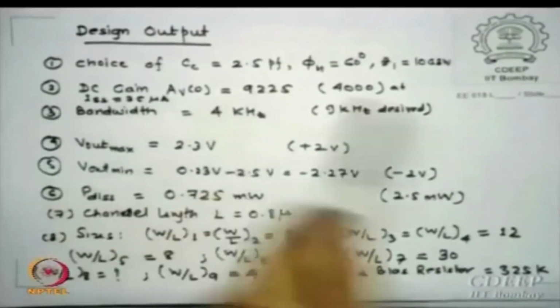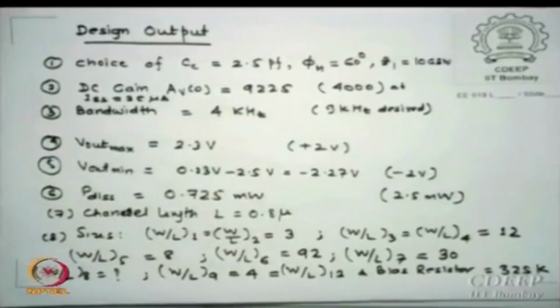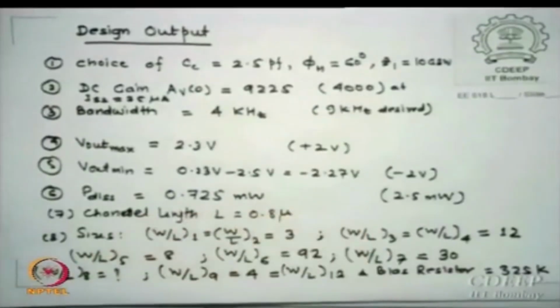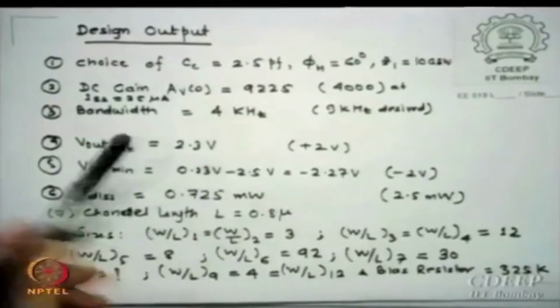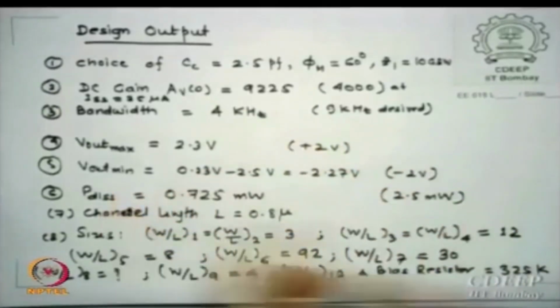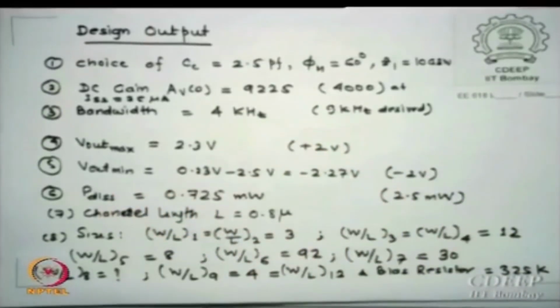The DC gain is 9225 at 25 microamps of current. Expected was only 4000, okay, or above 4000. So we have already achieved that. Bandwidth, because of this larger gain, how much did the bandwidth come to? 4 kilohertz. So a very low bandwidth op-amp we have received, not even megahertz. The reason is our gain bandwidth itself was very small, 6 megahertz.